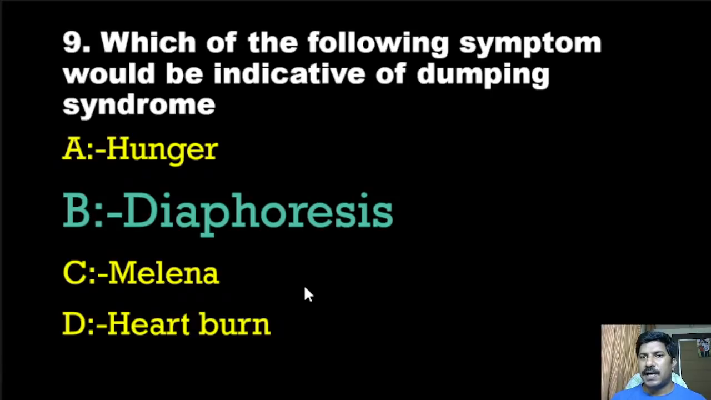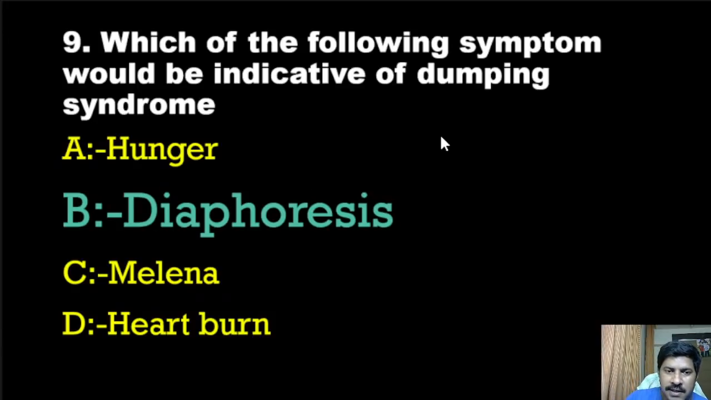This will reduce the glucose level, but the glucose level becomes lower than the normal level, and it will go to hypoglycemia, and the symptoms of hypoglycemia will be there. One of the symptoms is diaphoresis. That is why diaphoresis is common in dumping syndrome.